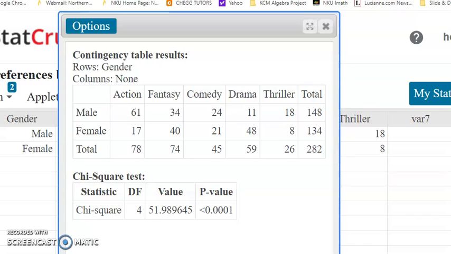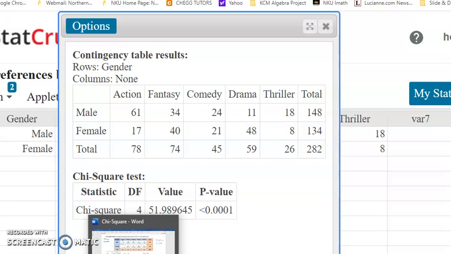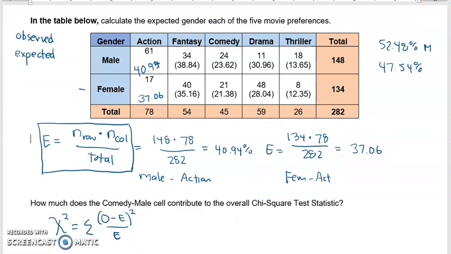Now, the way the chi-squared test works is if there is no relationship, then observed and expected should be about the same. You see that in the table above with male and comedy, for example. About 24 males were observed to prefer comedy, and 23.62 were expected to. So if there's no relationship, then observed and expected will be about the same. If there is a relationship, then observed and expected are going to be quite a bit different.